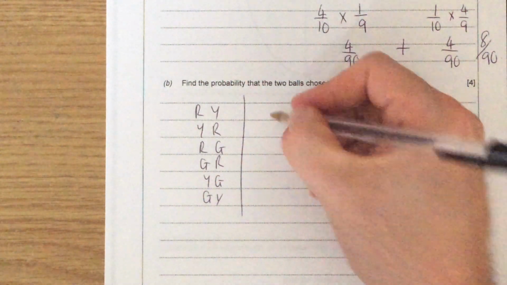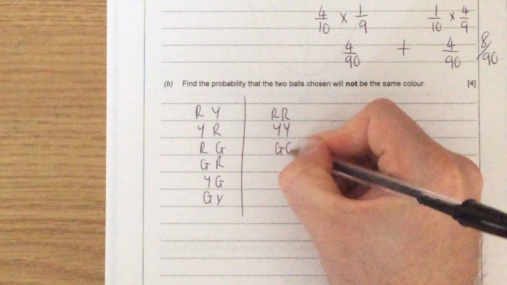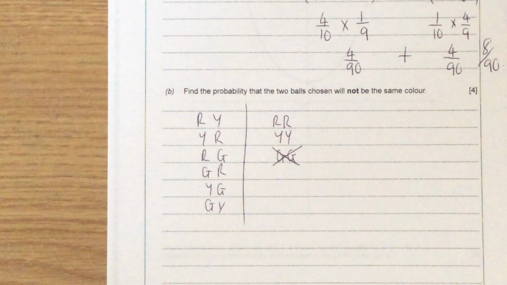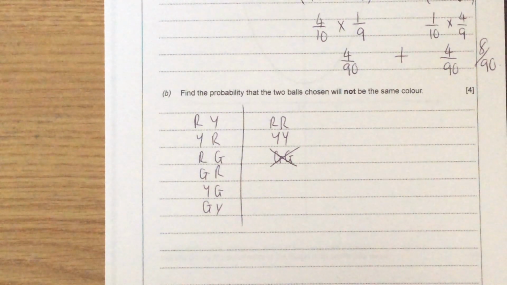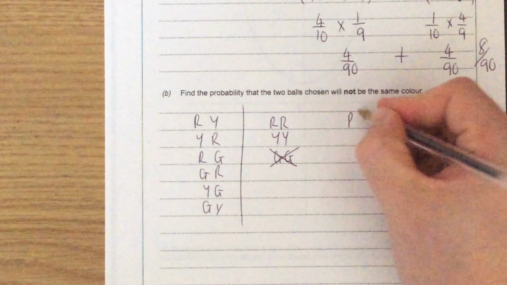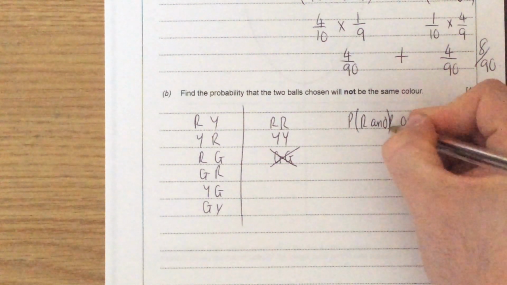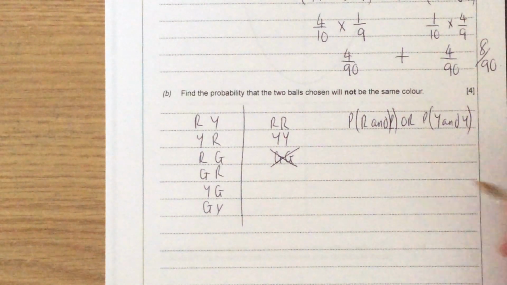So the only scenarios I'm ignoring are red and red, yellow and yellow, green and green. Now, given that there's only one green ball, this scenario can't happen. So all I need to do is work out these two probabilities and take them away from 1. So the probability of red and red, or the probability of yellow and yellow, and then take that away from 1.